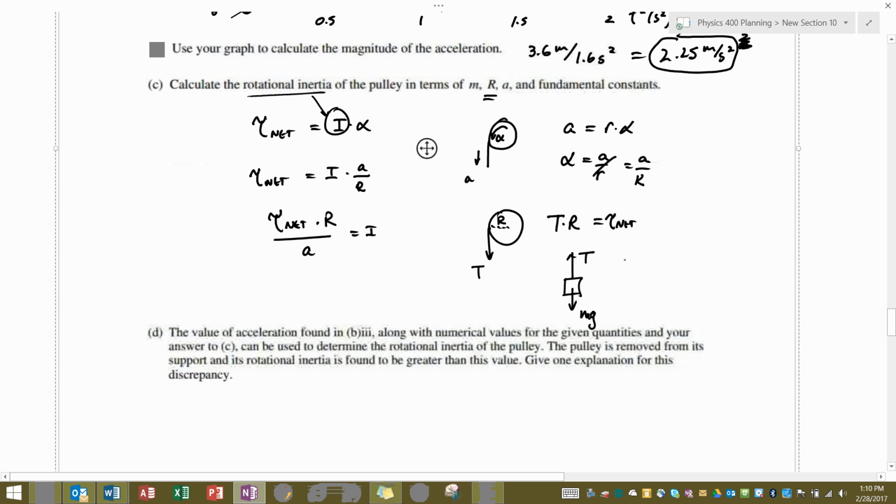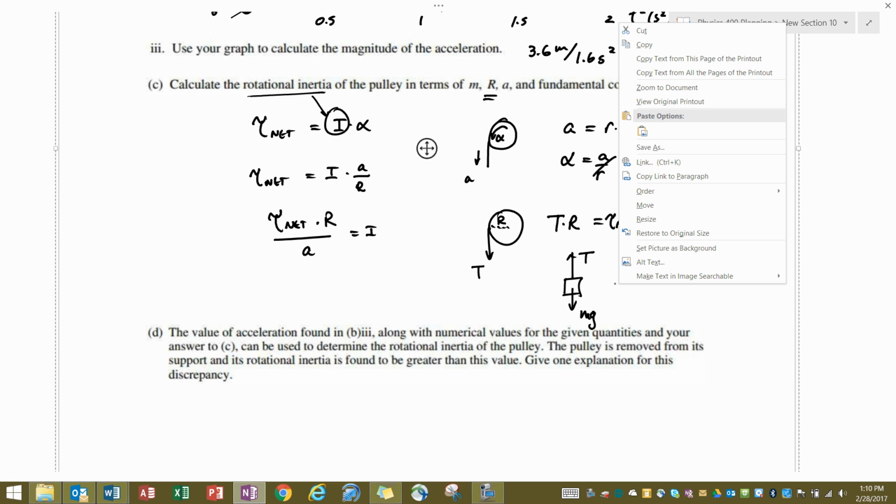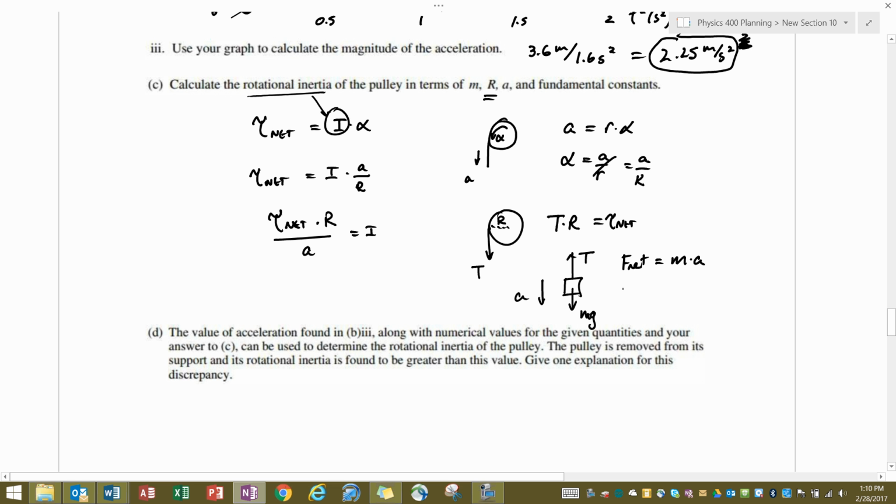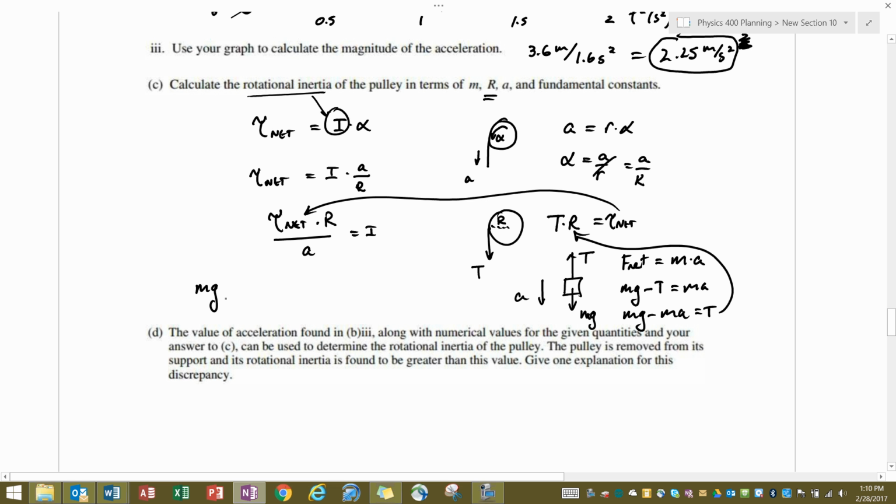So I know for that hanging mass, F net is equal to m times a. So it's accelerating this way. So mg minus T equals ma. So mg minus ma is equal to the tension. Now I can substitute all of this back into here and then this back into there. So the net torque is mg minus ma times r. That's tau net.